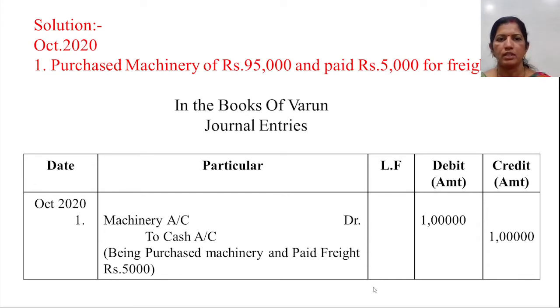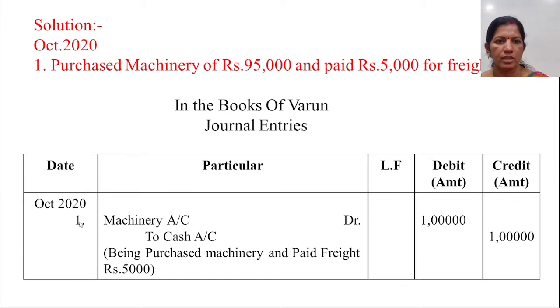Date. See the columns. Date, particulars, LF. LF stands for ledger folio. Debit amount and credit amount. Debit rupees, credit rupees. Now see the first transaction. First record month and year in the date column. See in the date column, first I record October 2020. See here first October 2020.